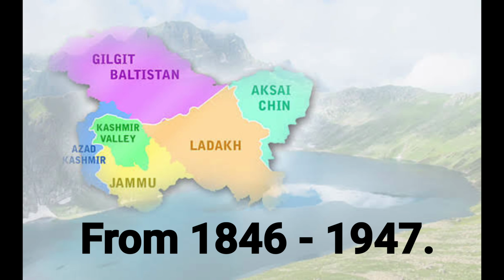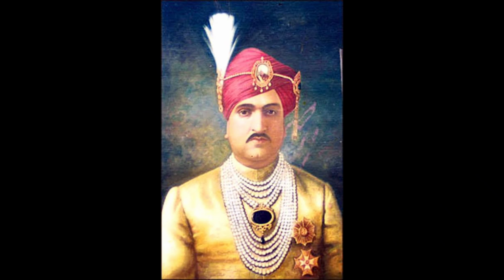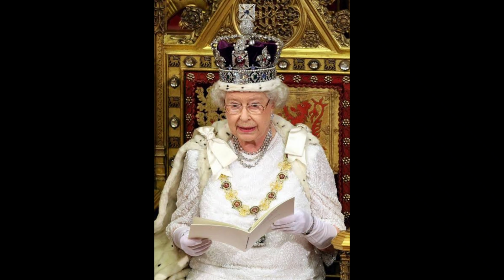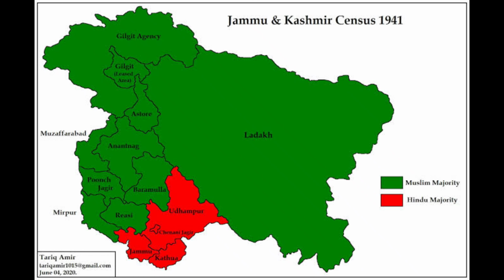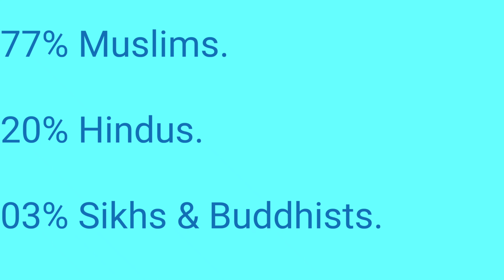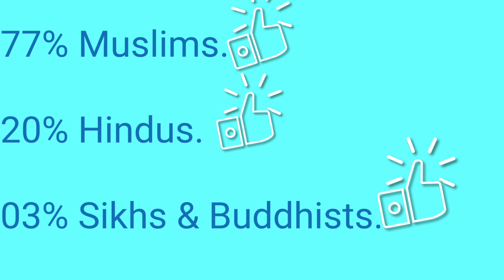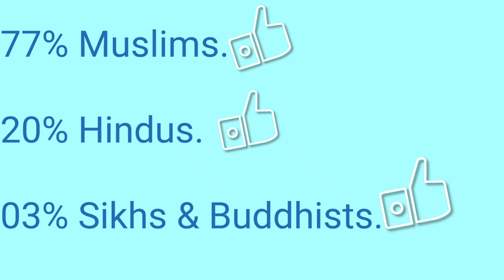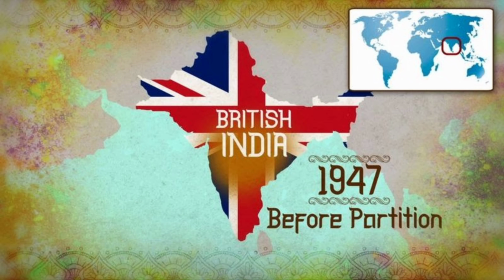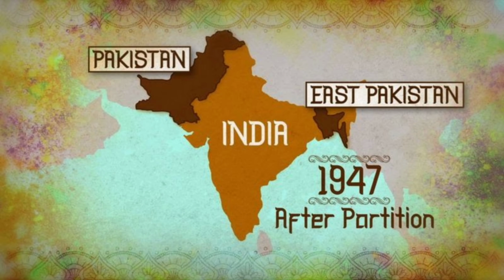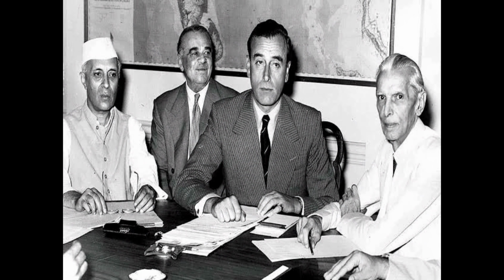From 1846 till the 1947 partition of India, Kashmir was ruled by Maharajas, as a princely state under British paramountcy. According to the 1941 census, the state's population was 77% Muslim, 20% Hindu and 3% others, Sikhs and Buddhists. British rule in the Indian subcontinent ended in 1947 with the creation of new states, the Dominions of Pakistan and India, as the successor states to British India.